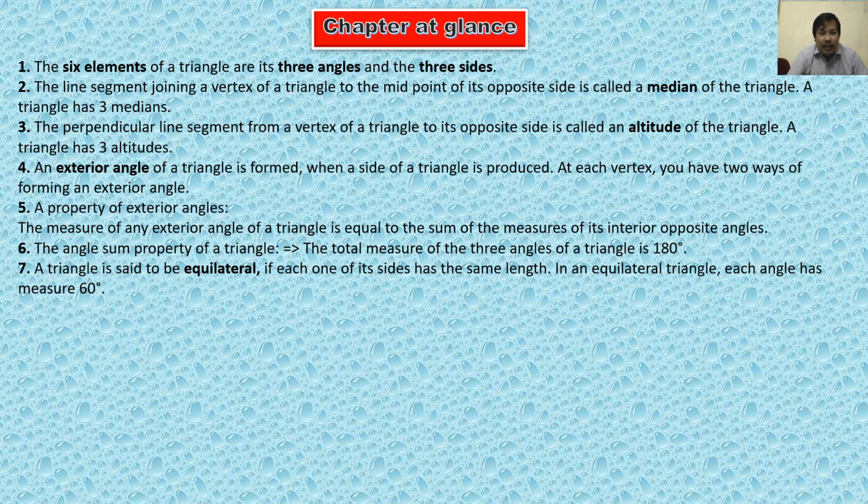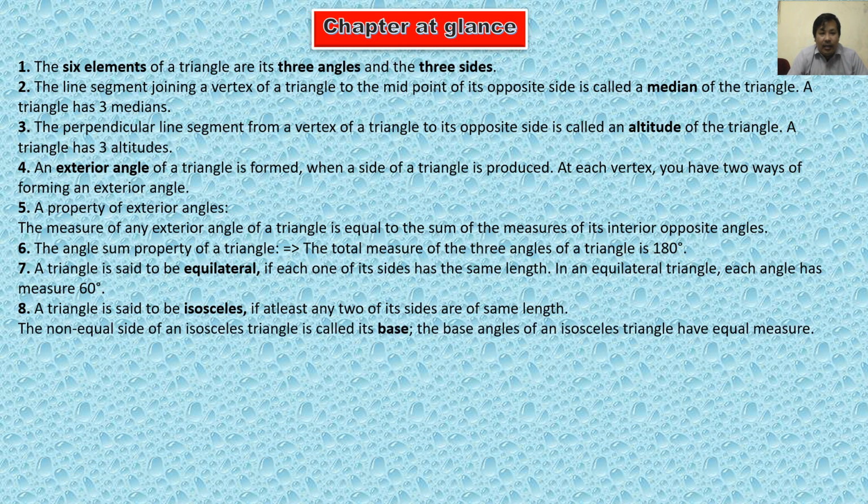Next, 8. A triangle is said to be isosceles if at least two of its sides are of the same length. Means when you find that two sides of a triangle are the same, then it is called an isosceles triangle. Then the non-equal side of an isosceles triangle is called its base. The base angles of an isosceles triangle have equal measure. Once again, an isosceles triangle is a triangle having two sides equal and the other side, which is not equal, is called the base, and the angles formed on the base are the same in measure.